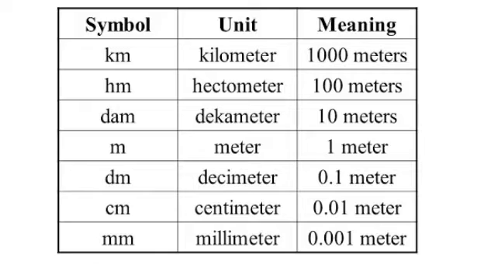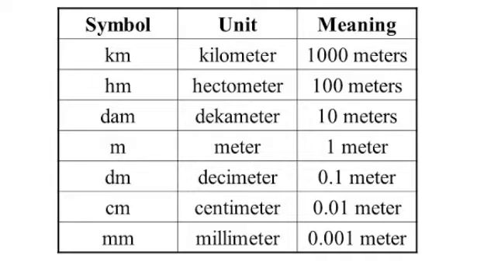We have here the table which shows the relationships among the metric units of measure. So we have here the units of millimeter, centimeter, decimeter, meter, decameter, hectometer, and kilometer. So the symbol for millimeter is mm, centimeter is cm, decimeter is dm, meter is simply m, decameter is dam, hectometer is hm, and kilometer is km. So we have here the meaning.